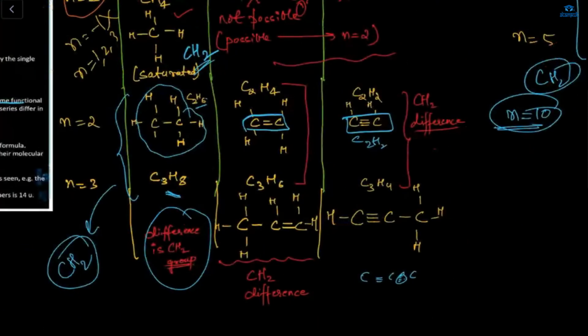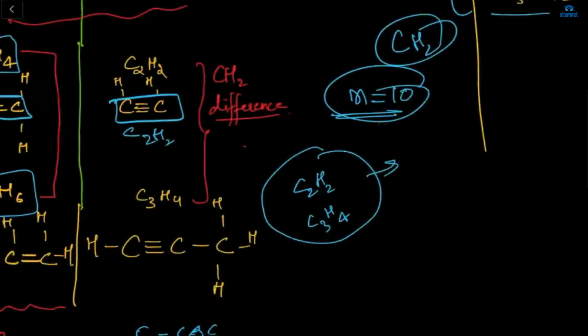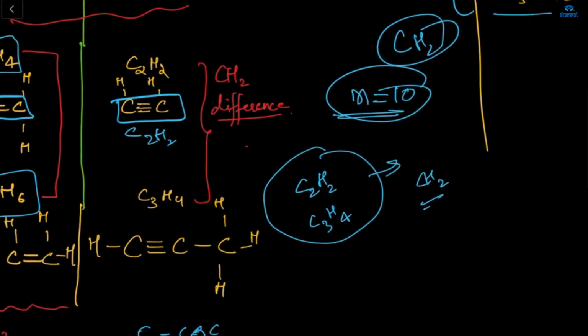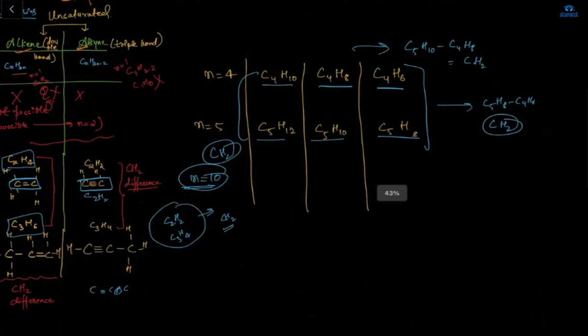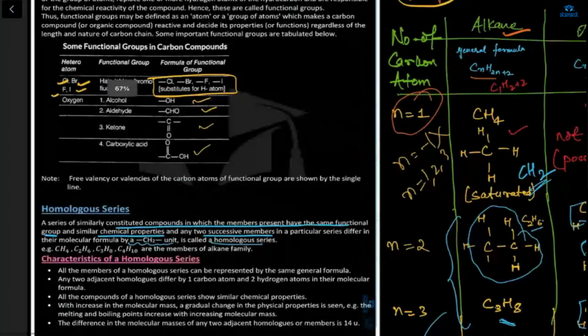Here also, if you will see, this is your C2H4 and here C3H6. So the difference is what? CH2. यहाँ पर भी क्या होता है कि two carbons and two hydrogens means C2H2, and here 3 carbons, 4 hydrogens. So it will be C3H4. So here your difference is basically CH2. ठीक है, तो CH2 ही डिफरेंस होता है। Here n is equal to 4, so C4H10, C5H12; all the differences are of CH2 only. Okay, so this is what your functional groups are.